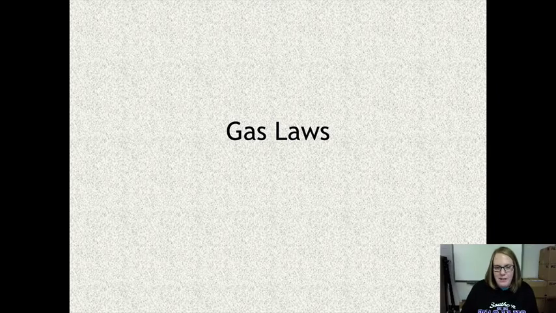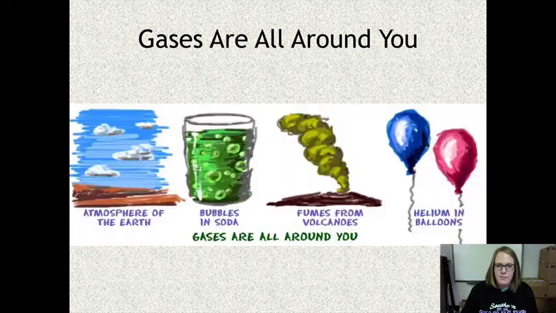Hey guys, I'm here to talk to you about gas laws. Okay, remember that gases are found all around you. On the screen, you can see some different types of pictures of places where we find gases. For example, gases can be found in the atmosphere on Earth. We have oxygen gas, nitrogen, a little bit of helium, hydrogen, all kinds of gases that can be found in our atmosphere. You can find bubbles in soda.